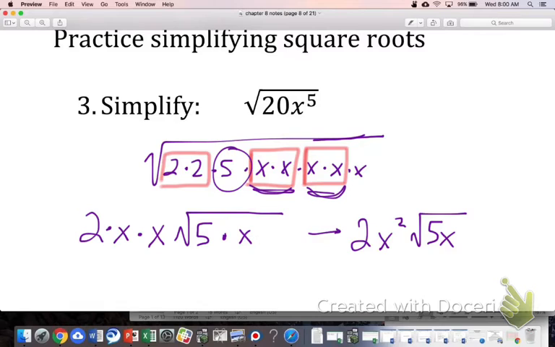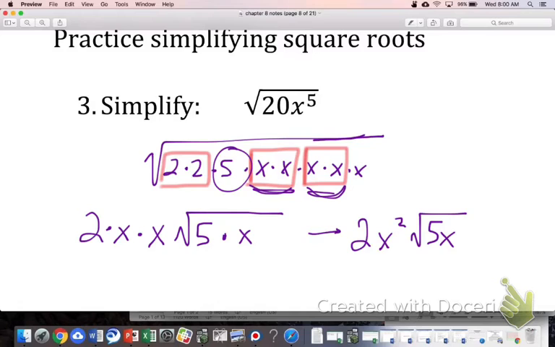There are all kinds of cutesy analogies I can use here to help you if that's not making sense. Do you have any questions? Anything? Did that all make sense? Okay, cool. So 2x squared root 5x.